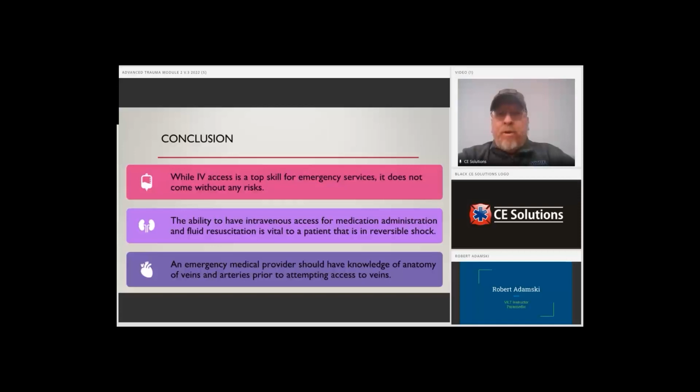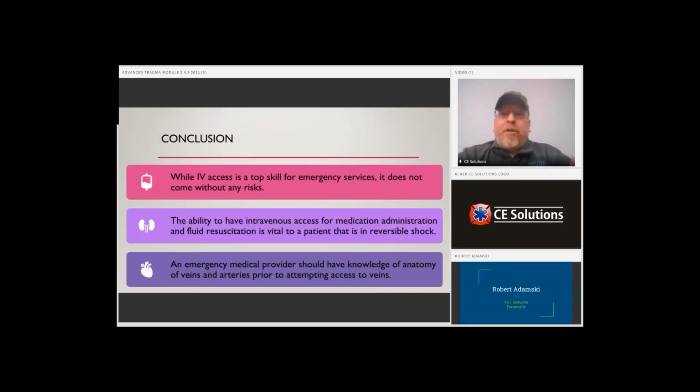As a quick review with our IV therapy, remember, we start IVs for a medical reason. You need a valid medical reason to start an IV. Either we have a medical patient and they're dehydrated, or we need to administer medication, or we have a trauma patient that needs volume replacement, fluid therapy, and/or medication administration. So we're either replacing fluid volume secondary to dehydration or hemorrhage, and/or we need to administer medication. That's why we start IVs.